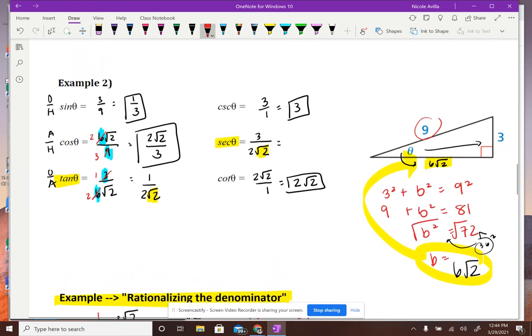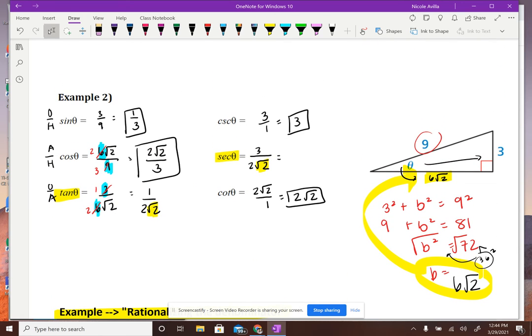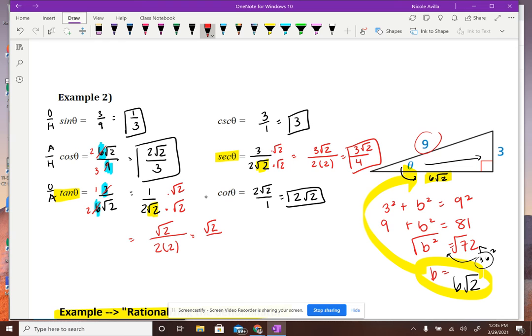All right, so let's adjust these problems up here. I had 3 over 2 root 2 for my secant. I'm going to multiply top and bottom by that radical that I want to get rid of, in this case, a square root 2. That's going to give me 3 root 2 on top, and I'm going to have 2 times 2 on bottom, which is just a 4. Same idea for our tangent. I'm going to multiply top and bottom by the square root that I want to get rid of. So I'm going to have a square root 2 on top, and then I have 2 times 2 on bottom, so that is square root 2 over 4.